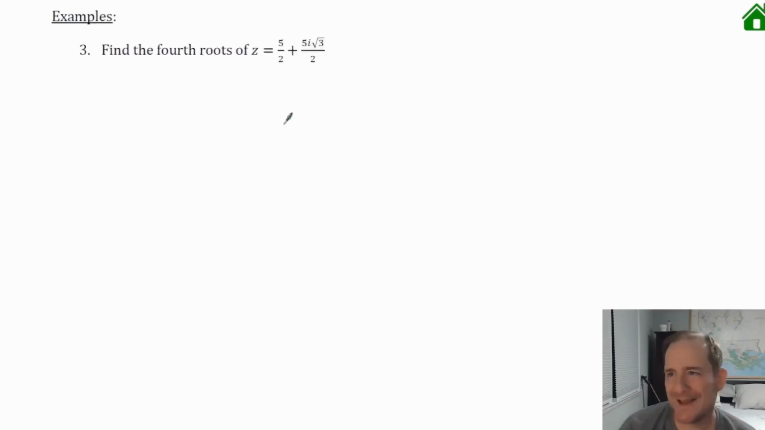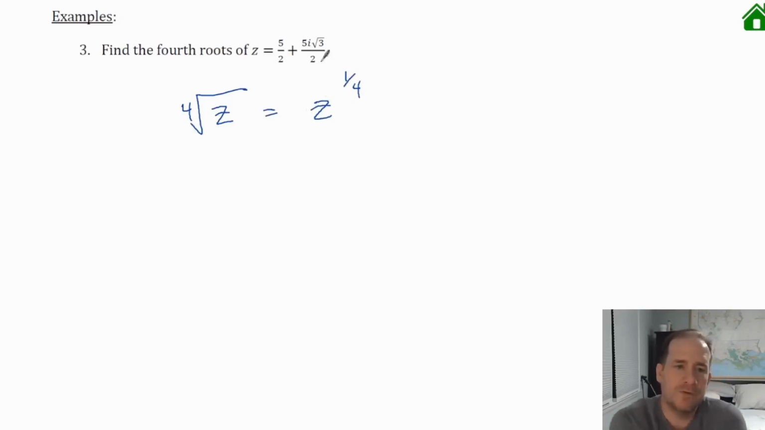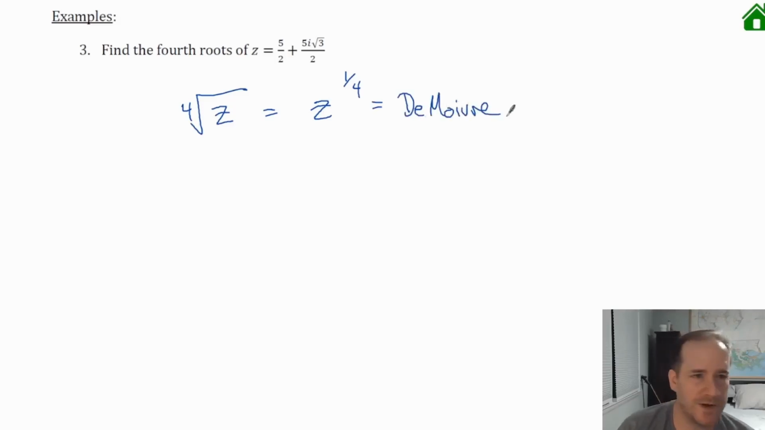Well, I'm about to say it, so let's just say it. One way to find the root is to do the 4th root, but another way is to raise it to the power of a 4th. And if we're raising a complex number to the power of a 4th, then are you thinking what I'm thinking? Are you thinking de Moivre? If you were, then you're thinking what I'm thinking. But unfortunately, de Moivre's only works when our complex number is in polar form.